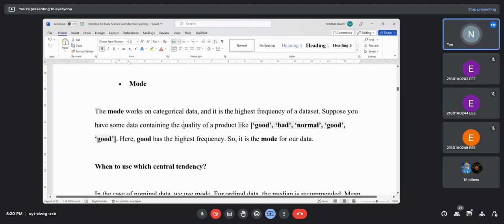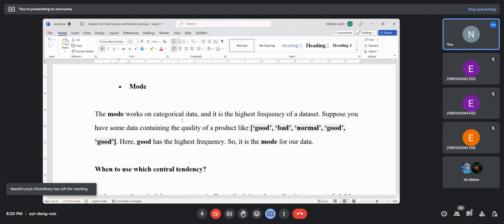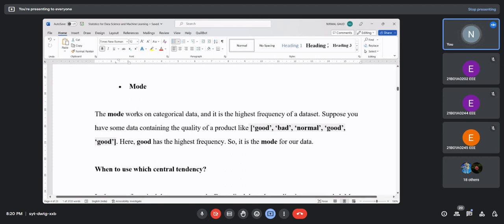However, if I have categorical data, categorical means true, false, yes, no, good, bad. So this is a category. A, B, it's a category. 0, 1, it's a category. So for categorical data, I need to apply mode. And what is the mode?